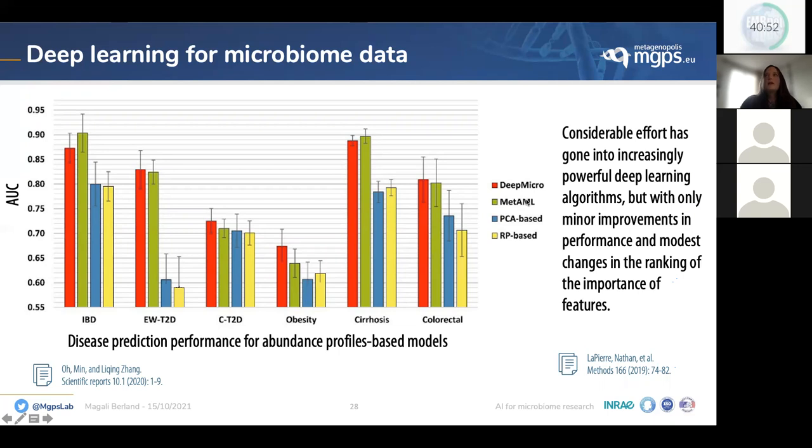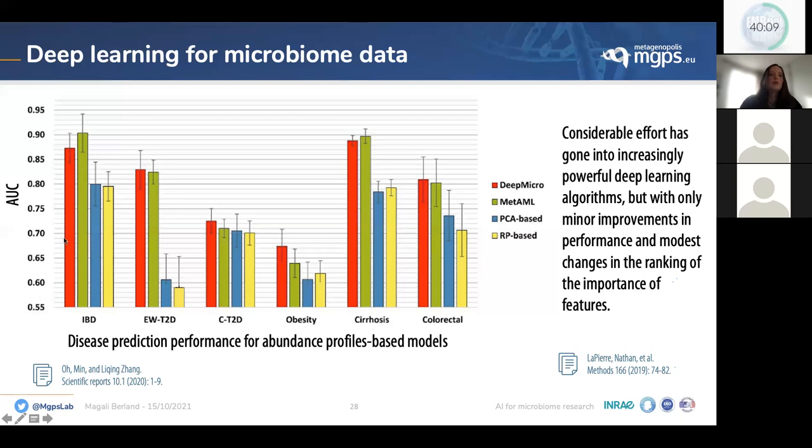So they made a dimensionality reduction based on autoencoder deep learning here, called DeepMicro. And they also compared with two other ways to do dimensionality reduction: classical principal component analysis, and another method called RP, for random projection. What you can see on this figure is the AUC, and you see that the results are a little bit disappointing.